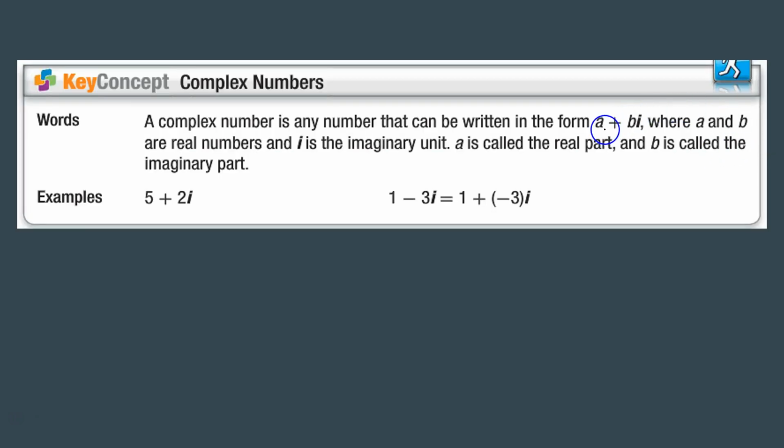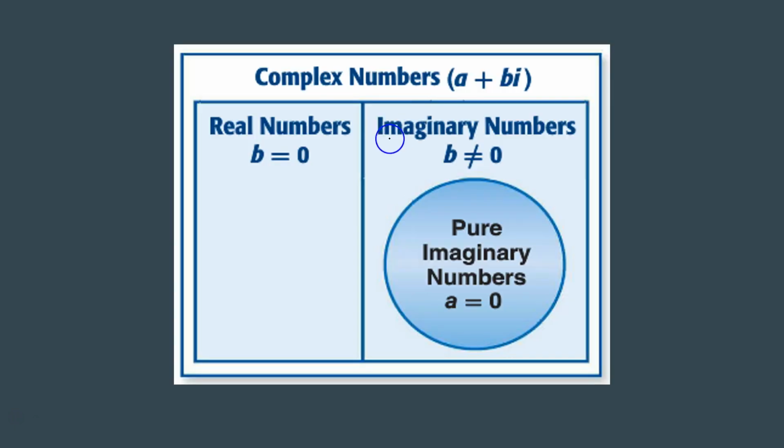When you have an imaginary number, you want to always write it in the form of the complex numbers, in the form of a plus bi, where a and b are real numbers and i is an imaginary unit. a is also called the real part, b is called the imaginary part. So here's a graphic organizer to help you.